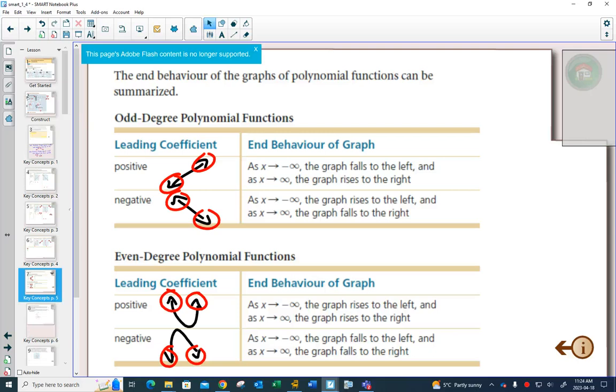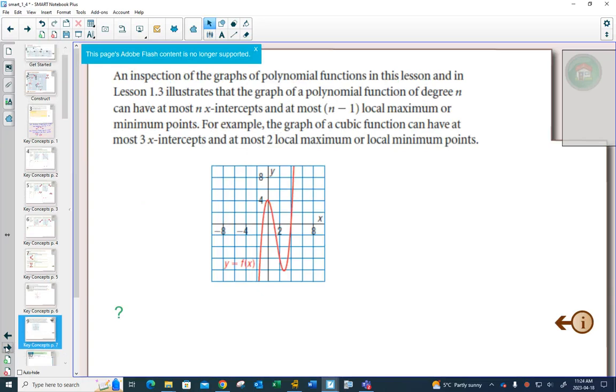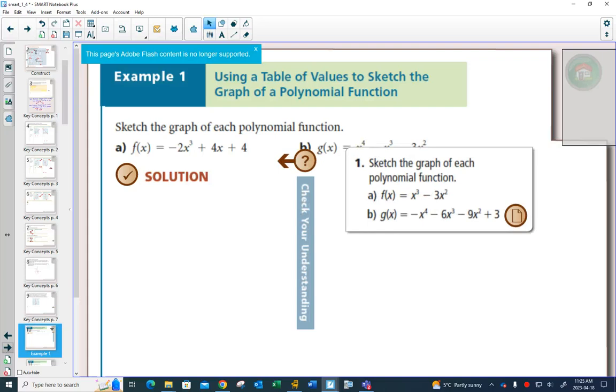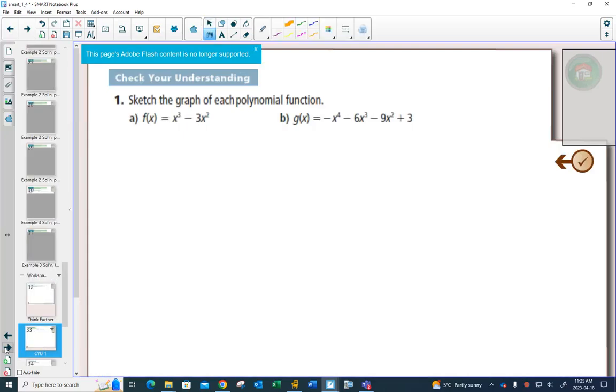So we can go to our first example. Sketch each of these graphs. So the only thing that we have so far as a strategy is our end behavior. And our end behavior of this one, it is odd because the highest power is a 3. And in front of the x cubed is a positive 1. So you would know this as your end behavior.